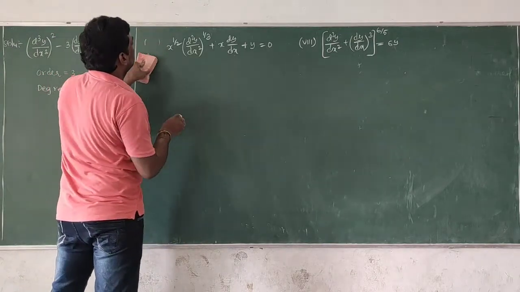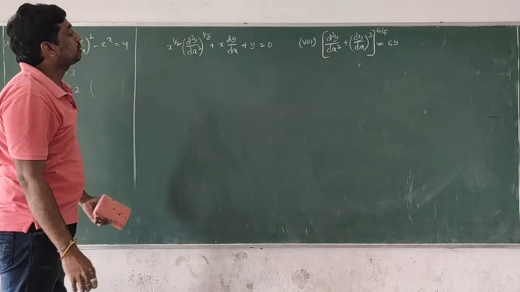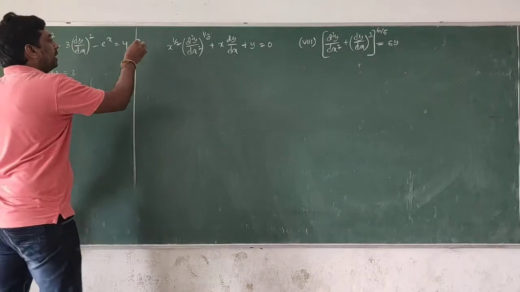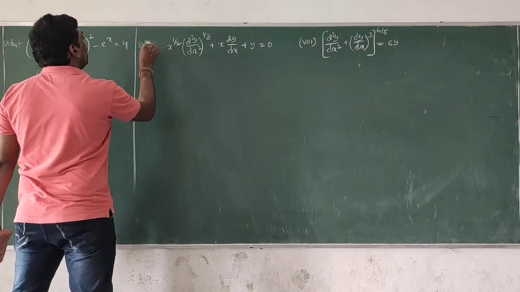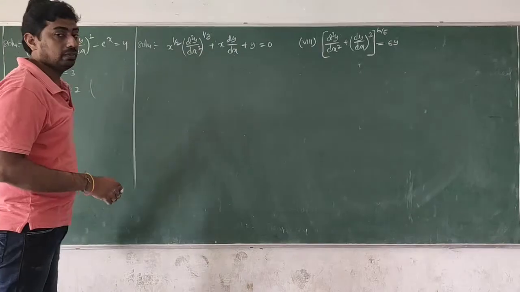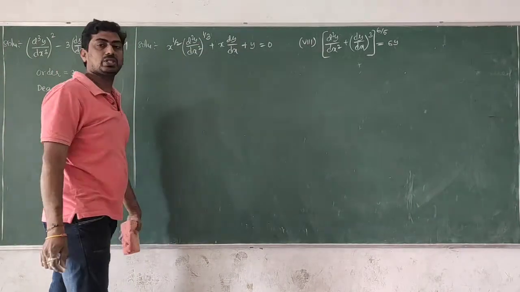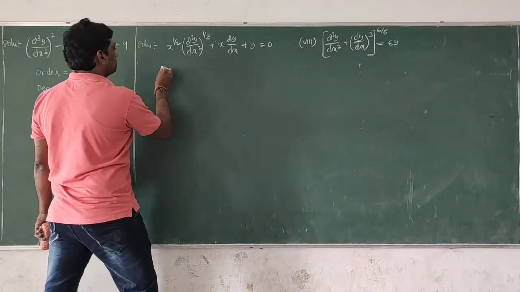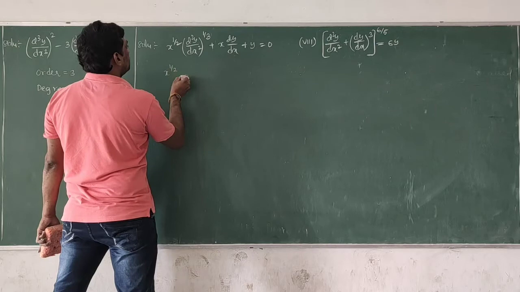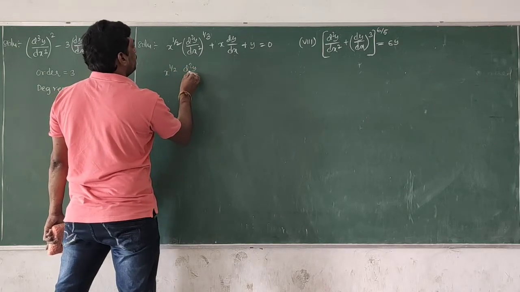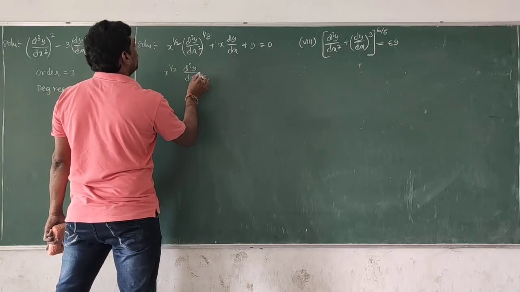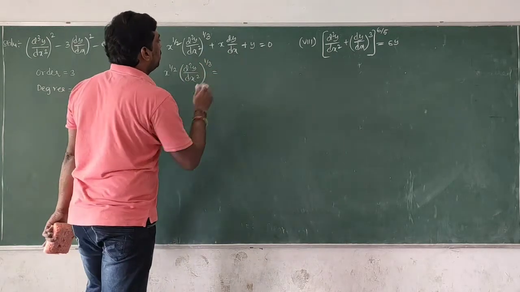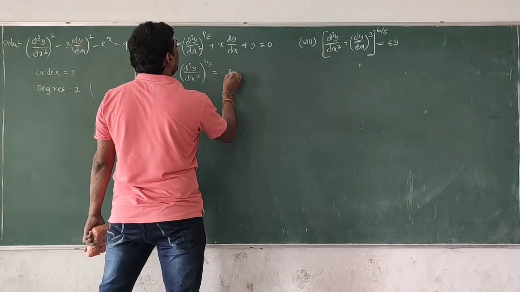Now 7th: x power 1 by 2 into (d square y by dx square) whole power 1 by 3, plus x into dy by dx plus y equal to 0. For this differential equation we need to find the order and degree. We need to simplify it. Why? Because here the power is a fraction. We need to reduce it into a non-negative integer. That's why we take x into dy by dx to the opposite side.